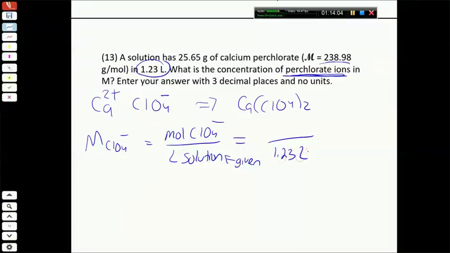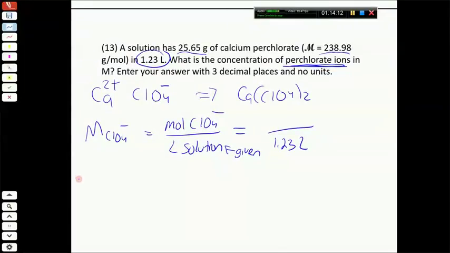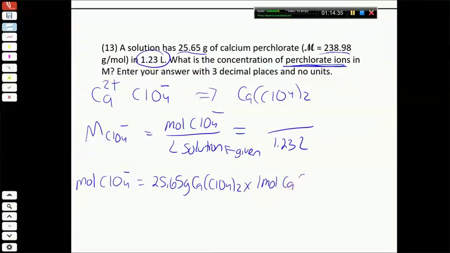But we need to do some conversions to find moles of perchlorate because we're just given a mass of the solute that we dissolved to make that solution. This is just a bunch of mole conversions that should become very routine for us. So for moles of perchlorate, we have 25.65 grams of calcium perchlorate. Then we use the molar mass that we're given to convert grams into moles. That's going to give us the moles of the whole ionic compound, calcium perchlorate. So 238.98 is the molar mass that we're given.